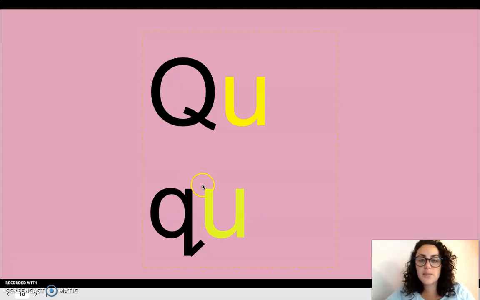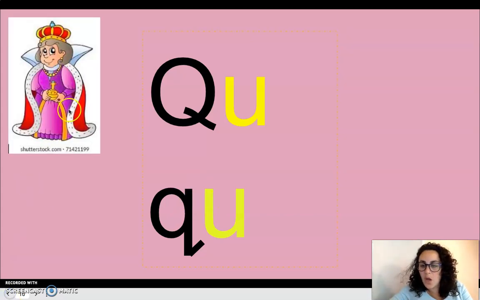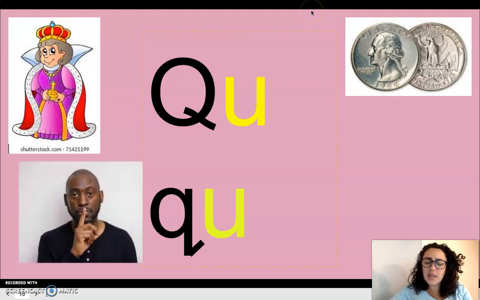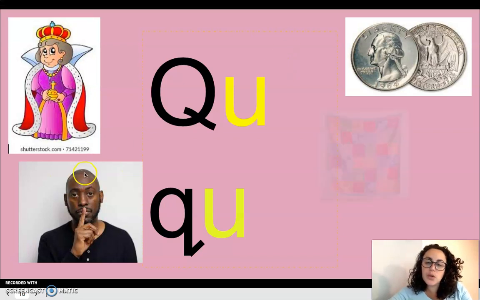So let's look at some pictures of things that start with Q, with the letters Q, U. So we have a queen. A queen starts with Q, with the letters Q, U, the Q sound. Let's see what else we have. We have, ooh, this kind of money. Do you know what it is? They're called quarters. Quarters. This person is saying, please be quiet. Quiet.